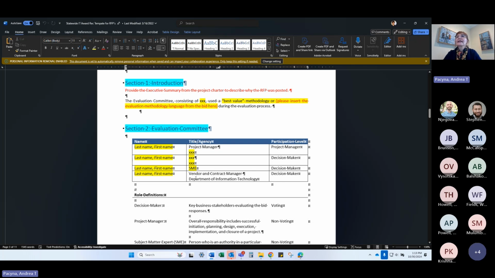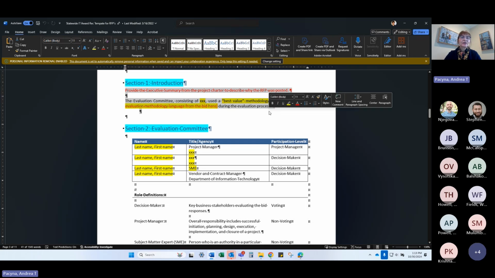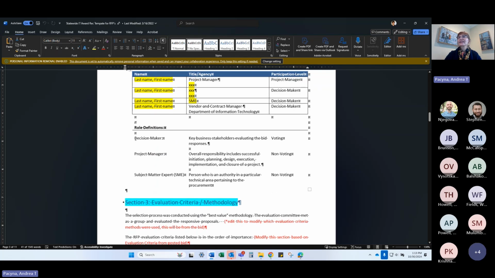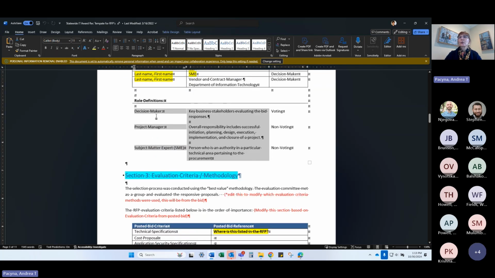Okay, here's the introduction. That's cut and dry, pretty simple. Some of it you can even extract, or, I mean, you're not creating this. They're going to put a summary of what they're buying. Then they put who the evaluation committee is. And we actually have it categorized here, whether they're SMEs, project manager, or whatever.